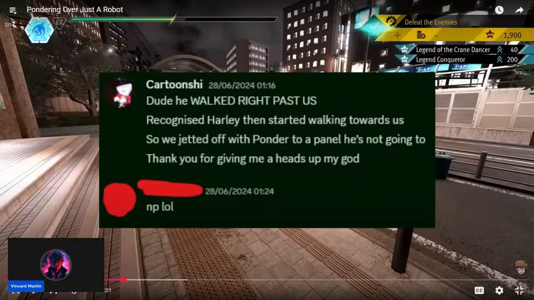It looks like you guys were the ones paranoid. So let's read this. Dudes just walked up right past us, recognized Harley, then started walking towards us. So we jetted off with Ponder to the panel. He's not going to, thank you, give me heads up. Oh my God. Like it's out.